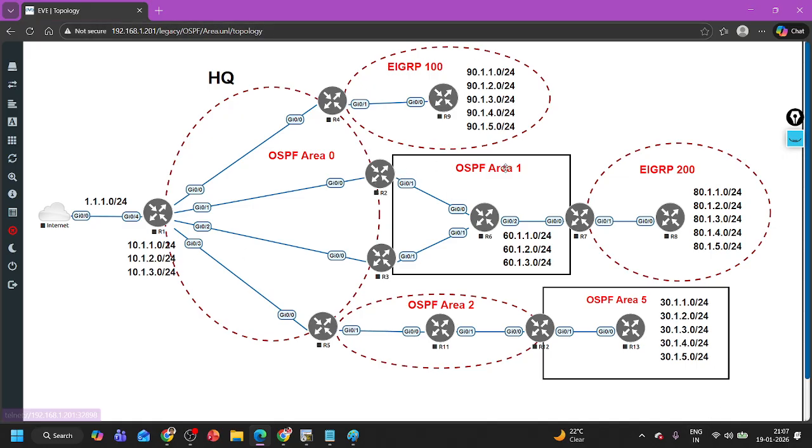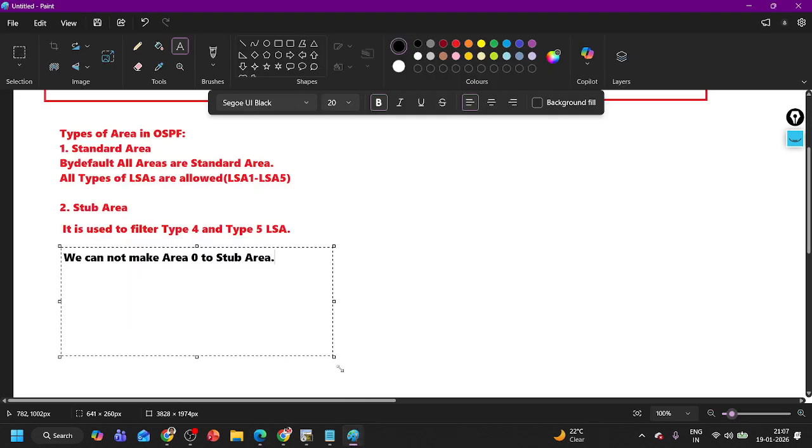The backbone area is connected with all the regular areas. You are actually not going to apply any filtering in the backbone area. Your backbone area will be a standard area where all the LSAs are allowed. And that's why you will learn area design, how we should design the network.